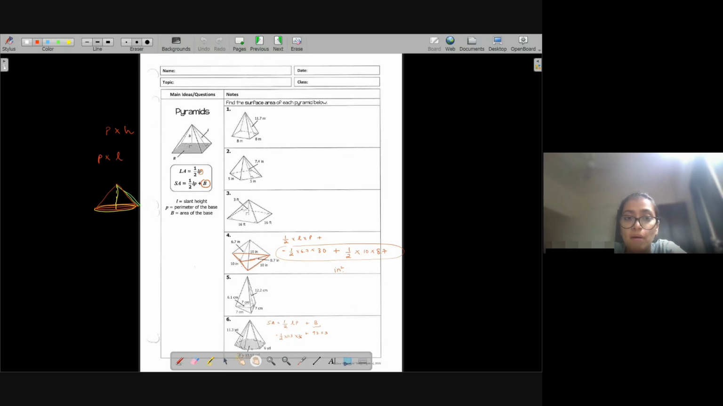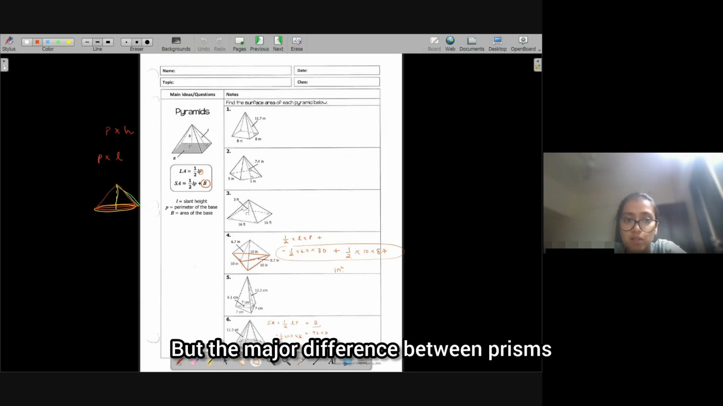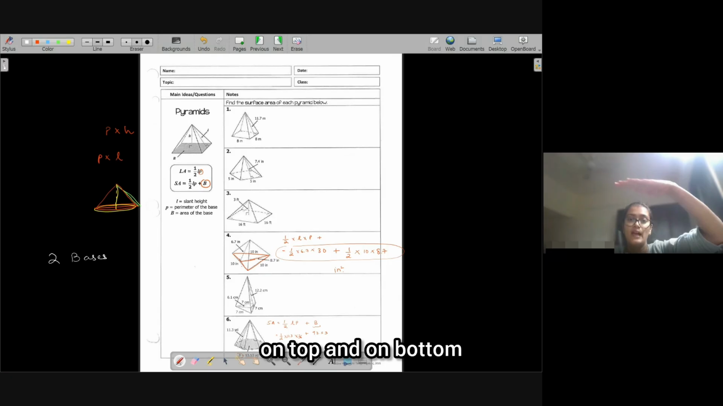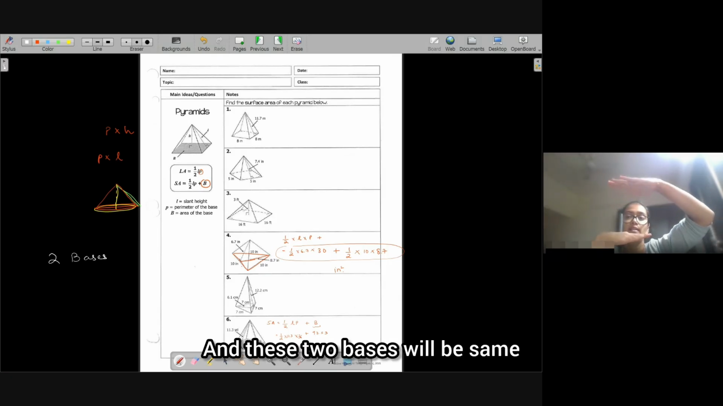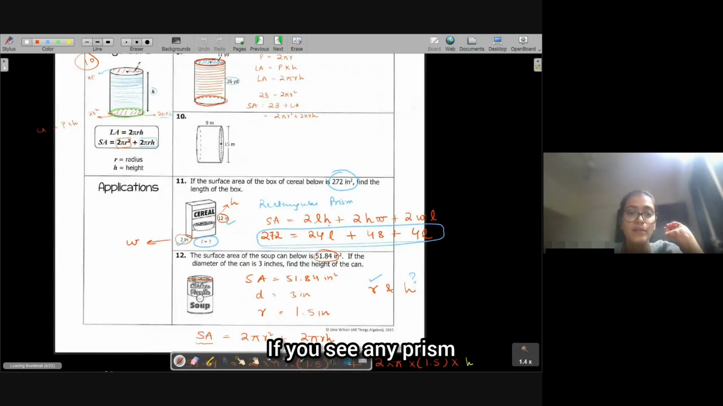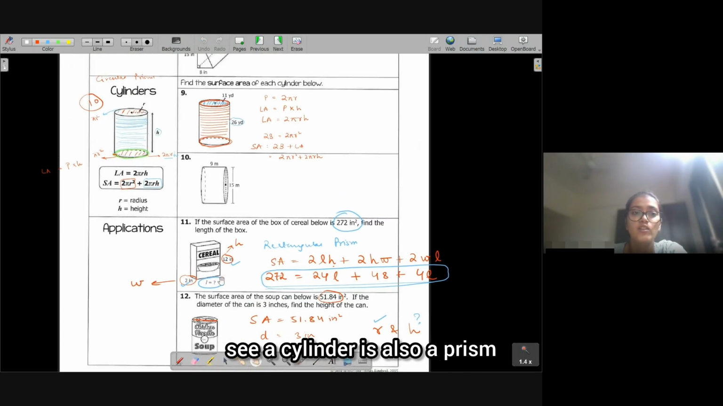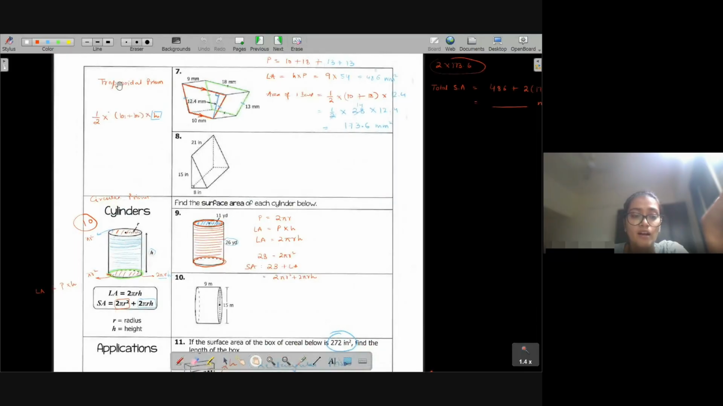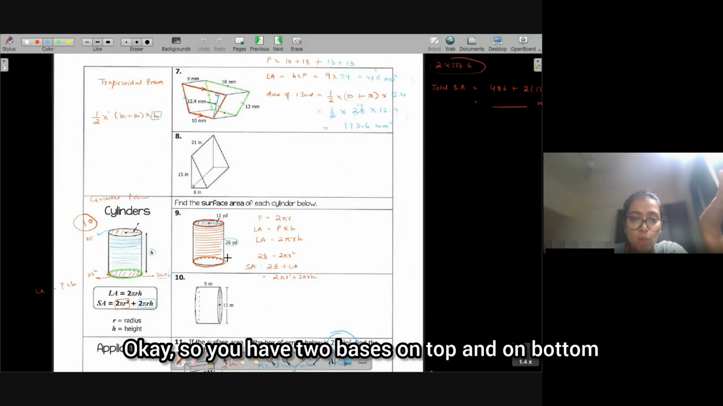But the major difference between prisms and pyramids is that in prisms, you will have two bases on top and on bottom. And these two bases will be the same, like they'll be congruent. If you see any prism, a cylinder is also a prism. It's just a circular prism, right? So you have two bases on top and on bottom.